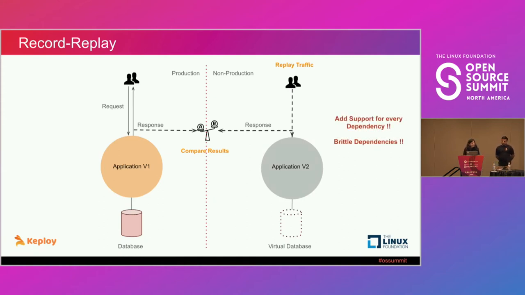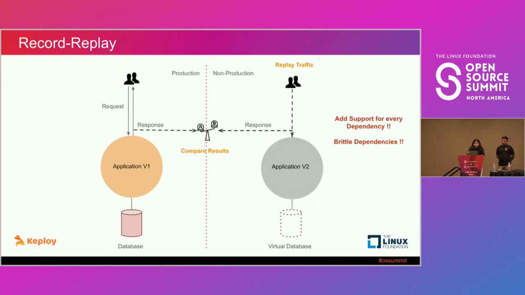But I would say that with this approach as well, there are some downsides, like you have to add support for each of the dependencies that your application is talking to. For example, if your application is talking to MongoDB, then you need to add support to mock the MongoDB queries or to capture and replay them. So there are different approaches that we are going to talk about: SDK level, the agent level, or the network proxy.